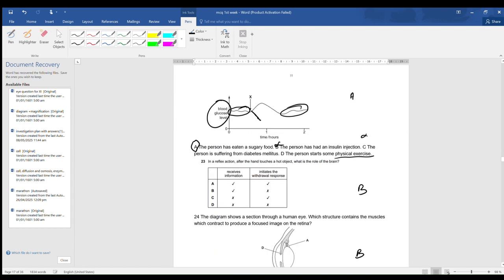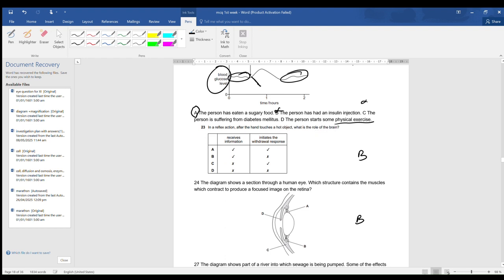Now next, in a reflex action, after the hand touches a hot object, what is the role of the brain? What is the role of the brain? The brain, when a hand touches a hot object. So in this case, this type of reflex action is under the control of spinal cord, because we have already studied that all those parts which are closer to the brain, in such cases cranial reflex is involved, whereas all those parts which are closer to the spinal cord, in such cases spinal reflex is involved. As the person touches a hot object with the help of hand, therefore the center would be spinal cord, not the brain. So what is the role of brain?